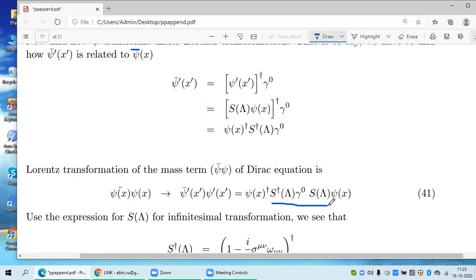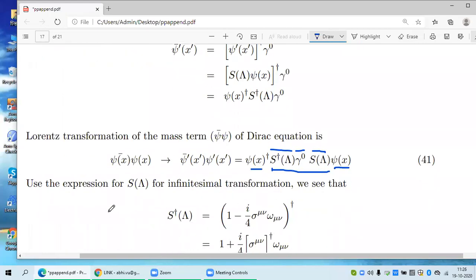Look at this expression. This is a 4x4 matrix, this is a 4x4 matrix, this is a 4x4 matrix. So all this product is a 4x4 matrix. This is 4x1, and this is 1x4. So the whole thing is 1x1, which is the term sitting in the Lagrangian. Now I have to find S dagger.